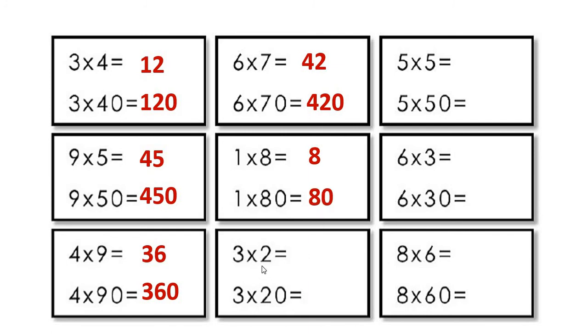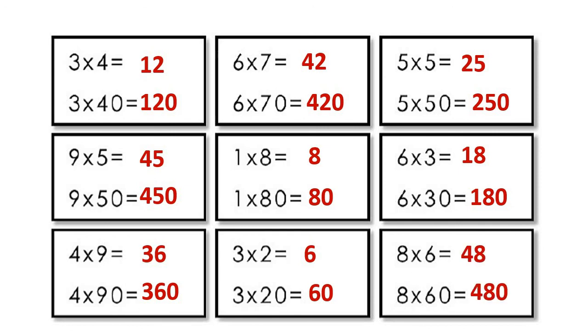That was easy. 3 times 2 is 6. So 3 times 20 is going to be a 6 with a 0 at the end, 60. 5 times 5 we know is 25. So 5 times 50 would be 5 times 5 with a 0 at the end, 250. 6 times 3 is 18. 6 times 30 will be the same thing with a 0 at the end, 180. And 8 times 6, as we saw earlier, was 48, so 8 times 60 is 480.